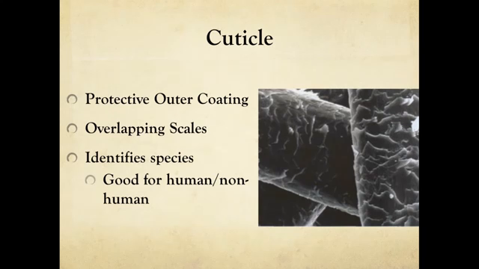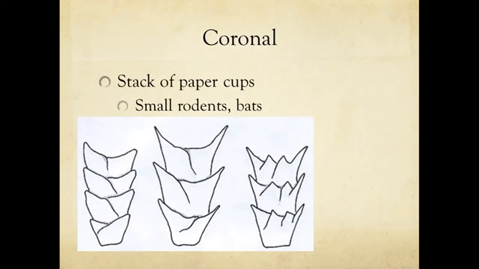The cuticle is the outer layer of hair that's composed of overlapping scales. These scales form different patterns in different species, which is great for human versus non-human determinations. There are three main cuticle patterns: coronal, spinous, and imbricate. Coronal cuticle patterns look like stacked paper cups, and they are common in small rodents and bats.